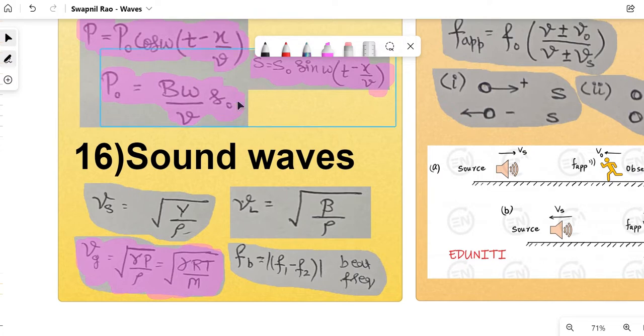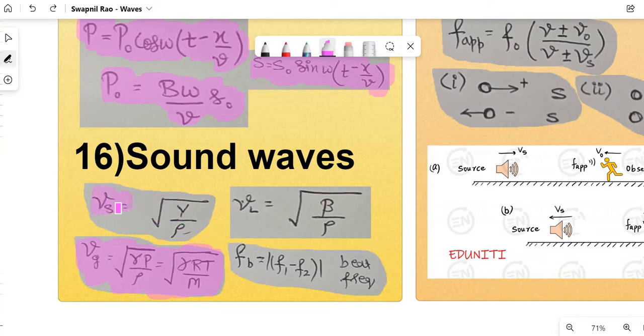What you have to note above is that Vg is equal to under root gamma P by rho. Gamma is the same constant, by the way, where it is Cp by Cv. Rho is density, which can also be written as gamma RT by M, where M again is mass.